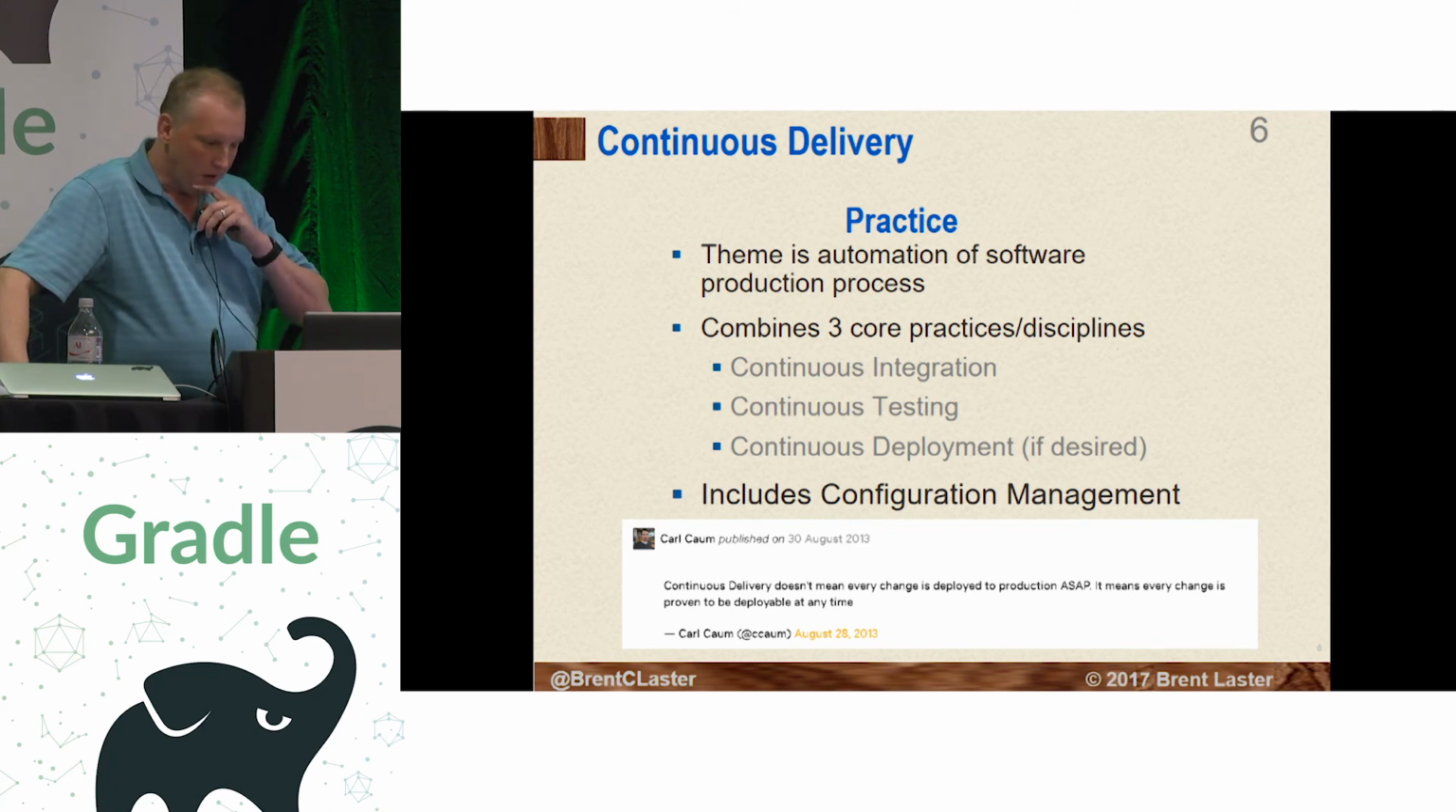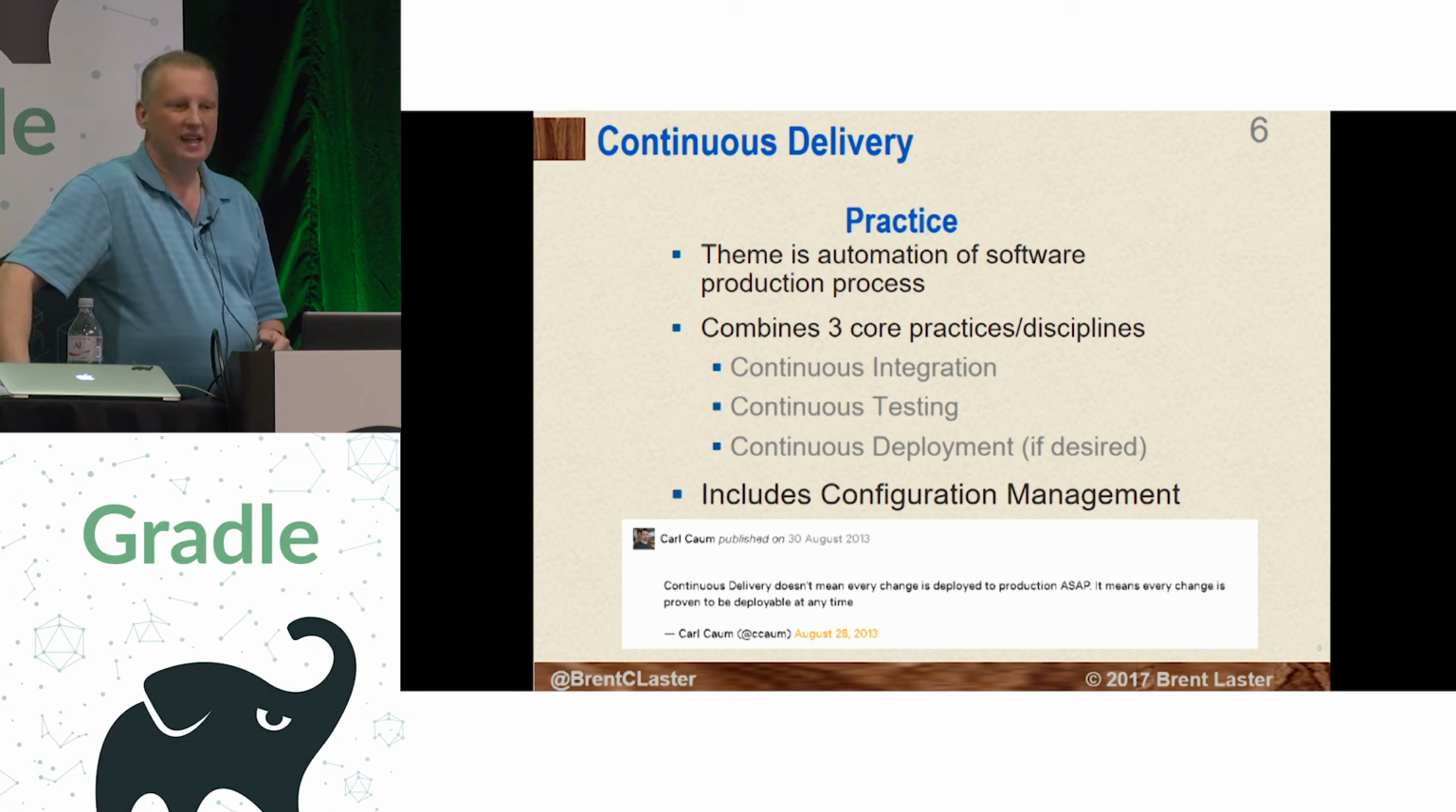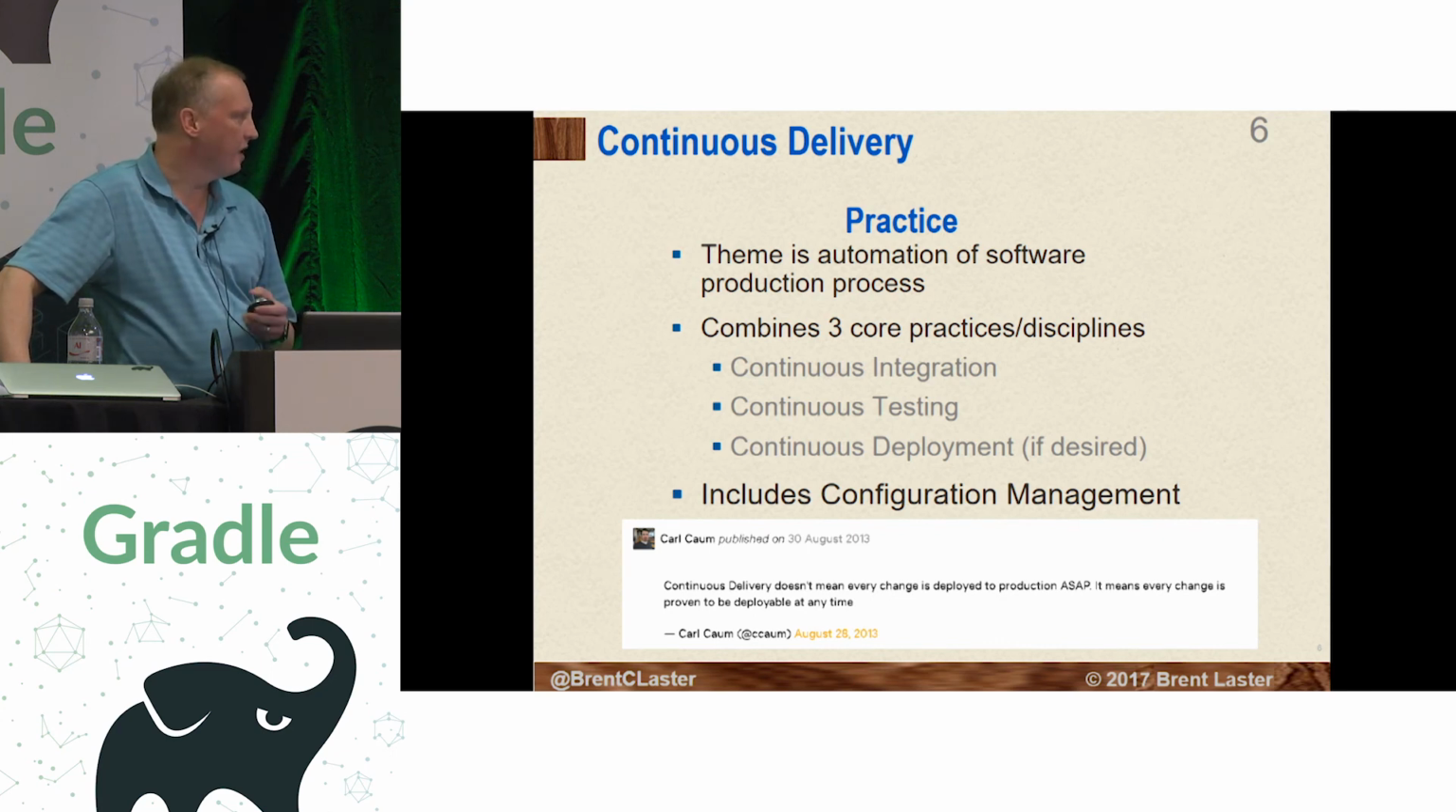And there's a nice quote at the bottom that I really like from a guy named Carl Kalm, which says, continuous delivery doesn't mean every change is deployed to production ASAP. It means every change is proven to be deployable at any time. Again, this idea of, even though we may not be Netflix, rolling out things every day or every week, or whatever the case may be, we are proving that we are at a deployable state. We have passed the kinds of tests and the qualifications that say this is good enough to be put into production if we decide to do that.